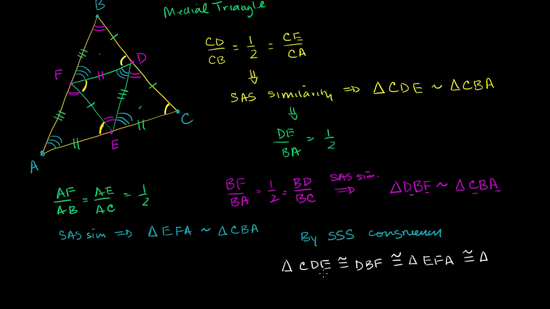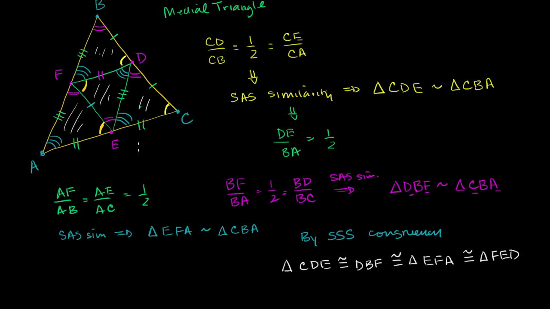And so when we wrote the congruency here, we started at CDE. We went yellow, magenta, blue. So over here, we're going to go yellow, magenta, blue. So it's going to be congruent to triangle FED. And so that's pretty cool. We just showed that this triangle, this triangle, this triangle, and that triangle are congruent. And also they're all similar to the larger triangle, to triangle ABC, and the ratio between the sides is 1 to 2.